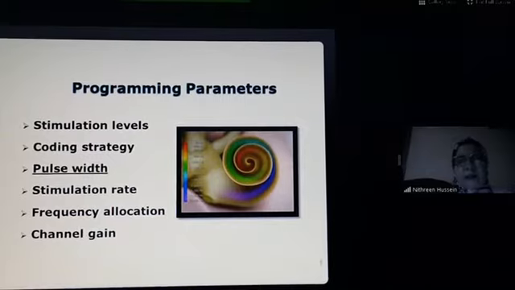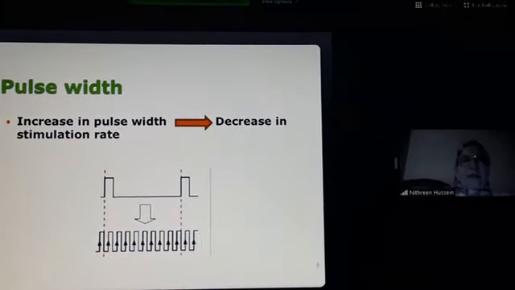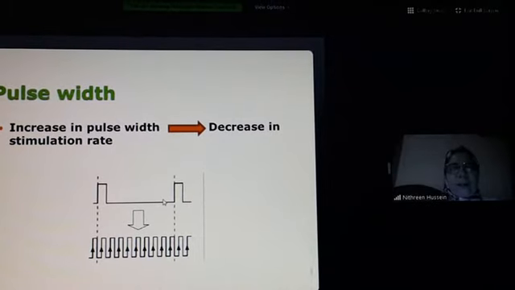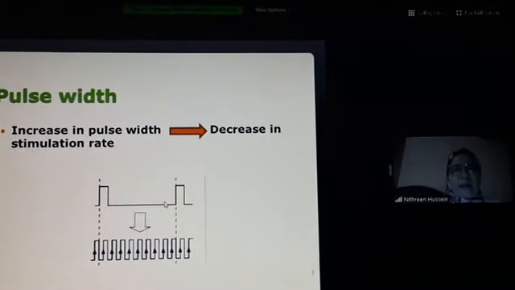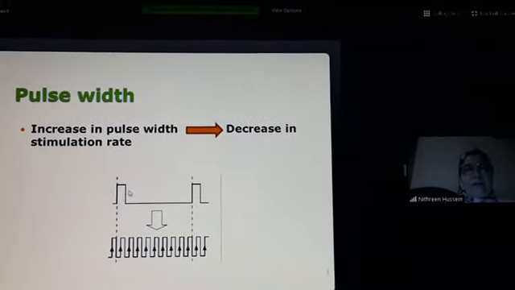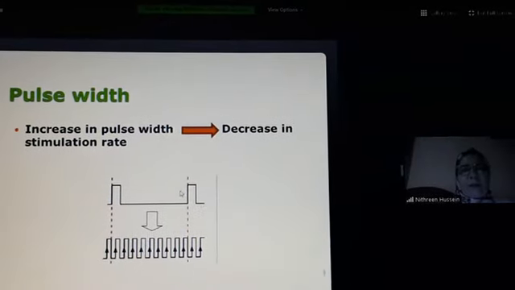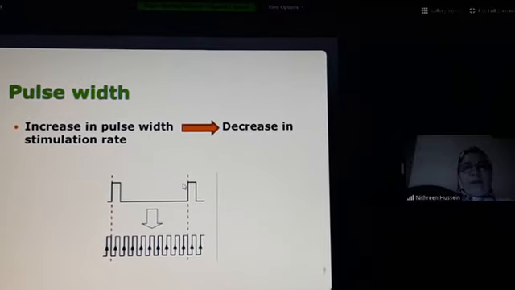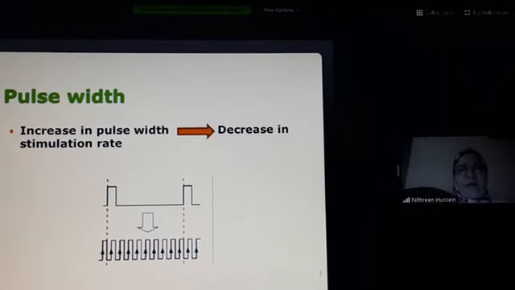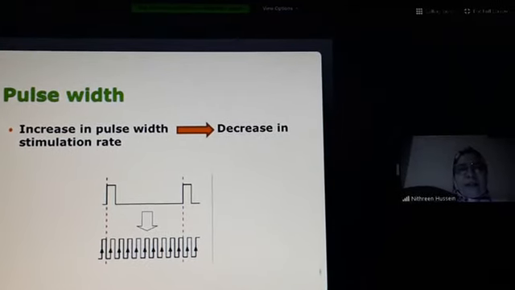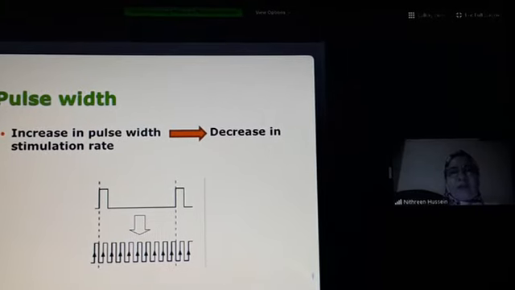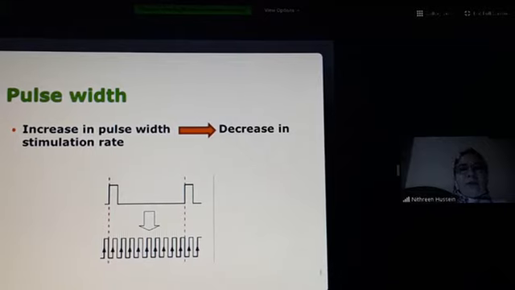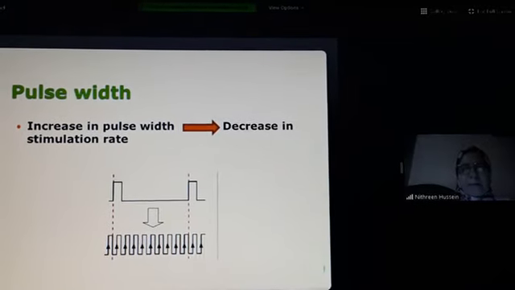Another parameter is the pulse width. What is pulse width? Here is an example, and this graph shows the electrical pulses that stimulate the electrodes inside the cochlea. If you use a wider pulse width, this is a narrow pulse width and the upper one is a wide pulse width. If you widen the pulse width, you will be able to stimulate a greater area in the basilar membrane and stimulate more spiral ganglia, so we can elicit better thresholds with wider pulse width.